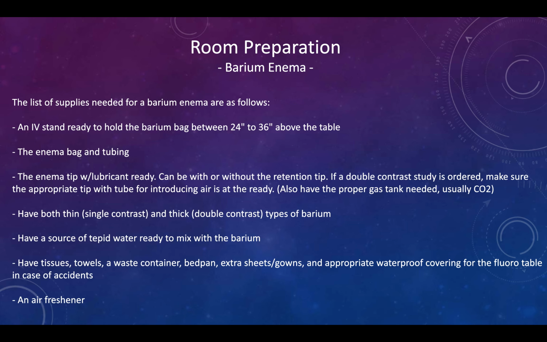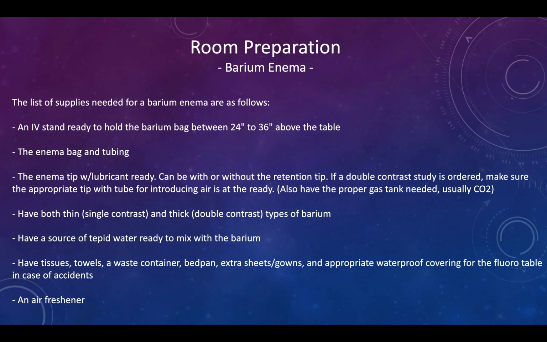There's some extra stuff we need to prep for the room for this exam. We need an IV stand, or the stand for the barium bag, ready to be 24 to 36 inches above the table. That might vary if the radiologist wants more or less flow. We need the enema bag. We need the tubing. We need the tip. We need lubricant for the tip.